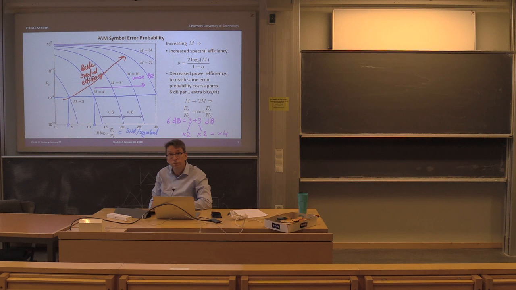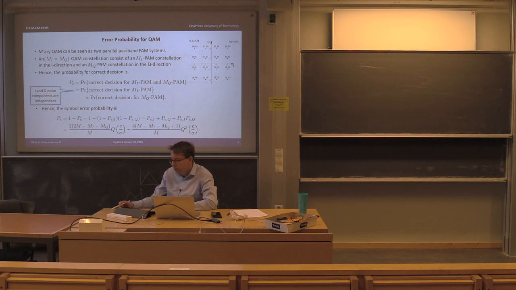Questions? Okay. So which one should we choose? Well, it depends. Do we have power? Do we not have power? What is our requirement on error probability and so forth? None of these, all of these are used in real systems. Okay, error probability for QAM.